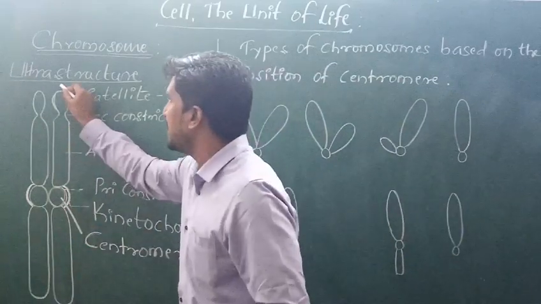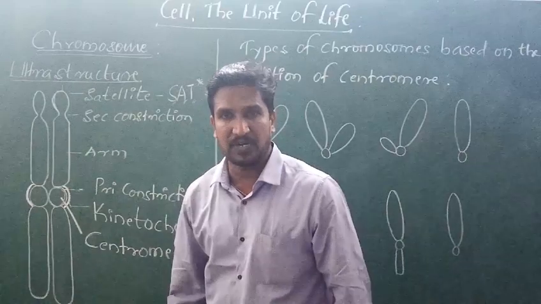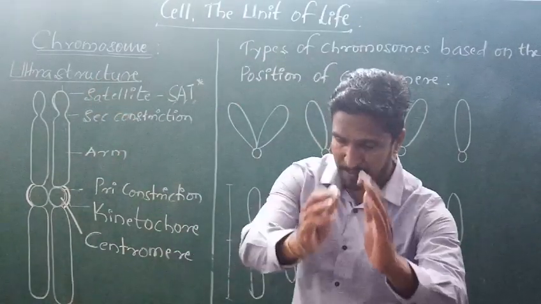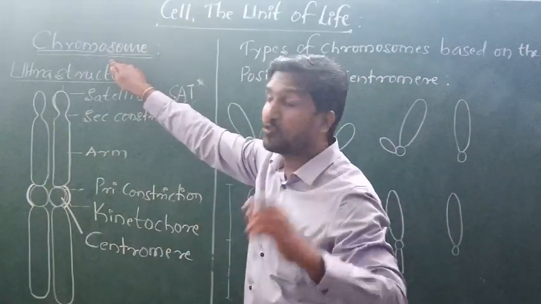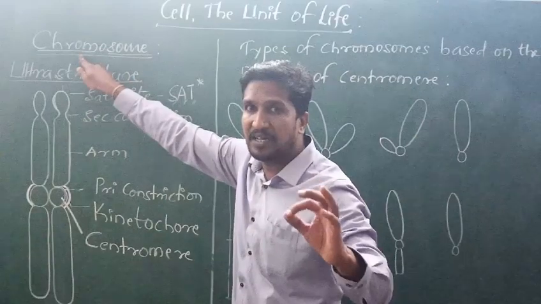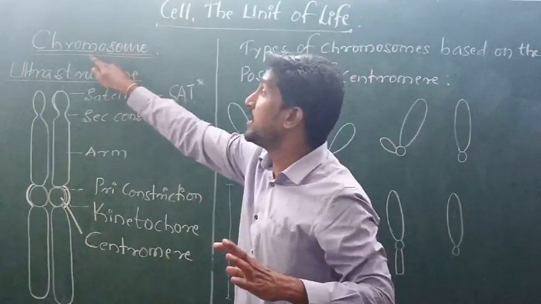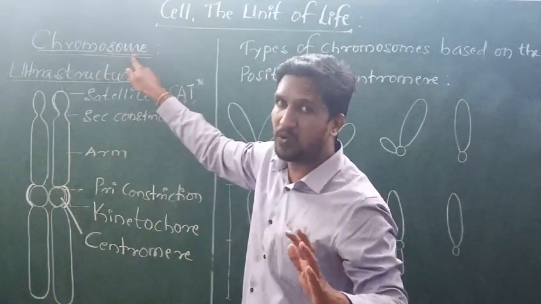And here in this area it is called a telomere. What is it called? Telomere. So this is the ultrastructure of a chromosome. Let me tell you once again, my dear students. Chromosome: chroma is nothing but color, soma is nothing but body, colored body.